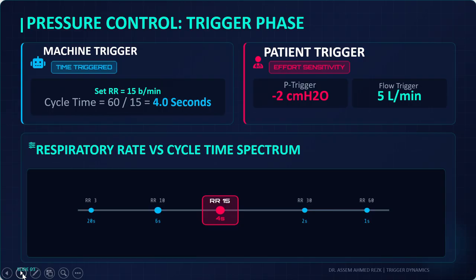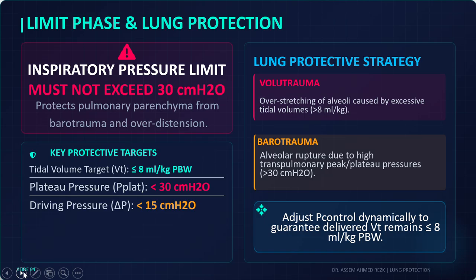In the pressure control trigger phase, in the trigger by machine, as we said before about respiratory rate, you set 15, so 60 over 15 equals 4 seconds. Every 4 seconds we have one cycle. Patient trigger is minus 2 centimeters of water, or flow trigger 5 liters per minute or less, according to your patient effort.